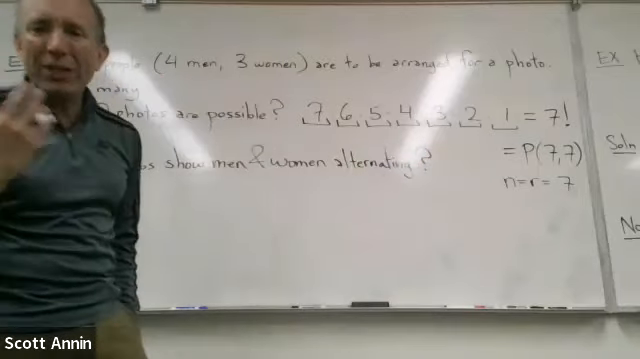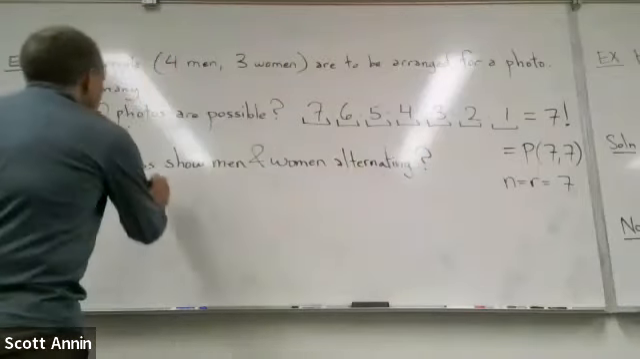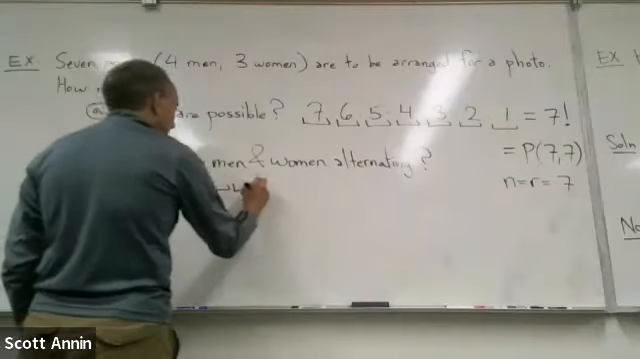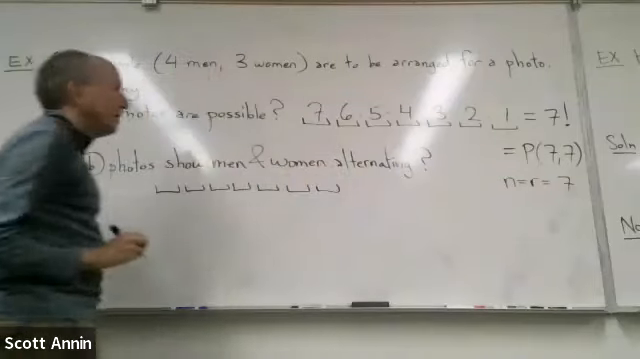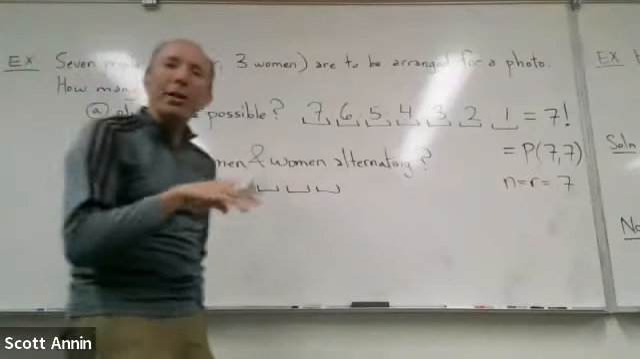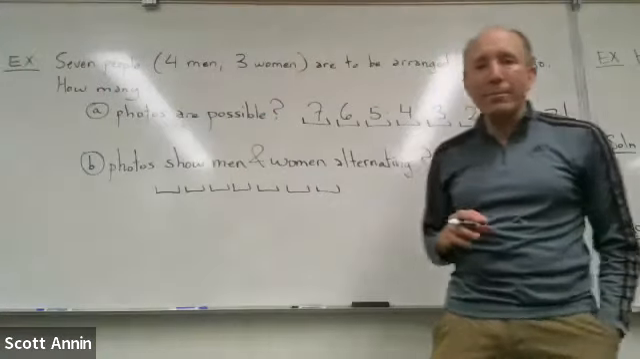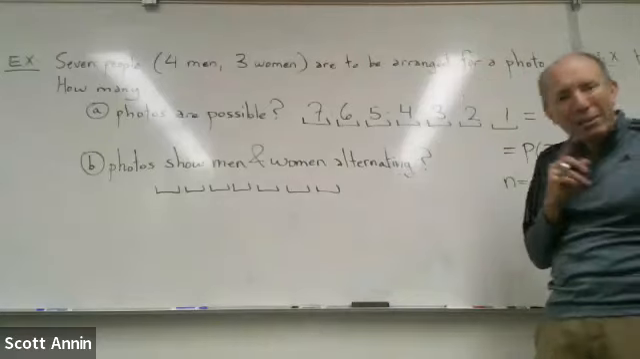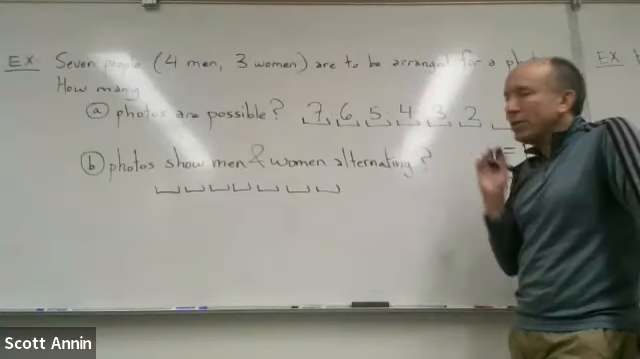Okay, so now we have a constraint. And as I'm looking at my 7 slots, I'll draw them again here. I have to be careful that the men and the women are alternating in those slots. Okay, guys, feel free to pause this video. Think about it for yourself for a second. How is the answer going to change?